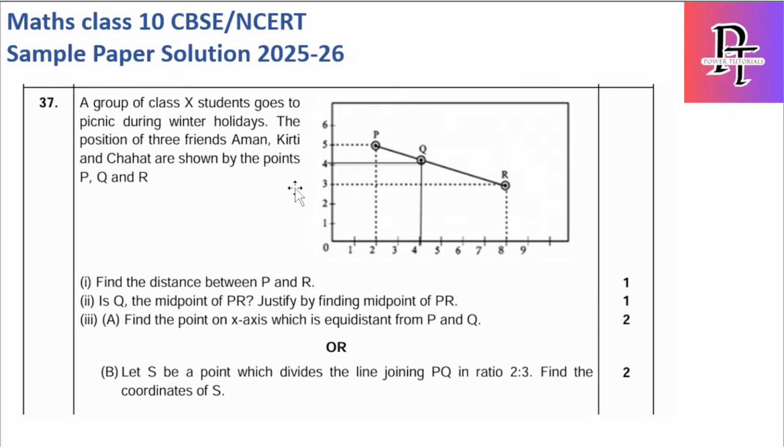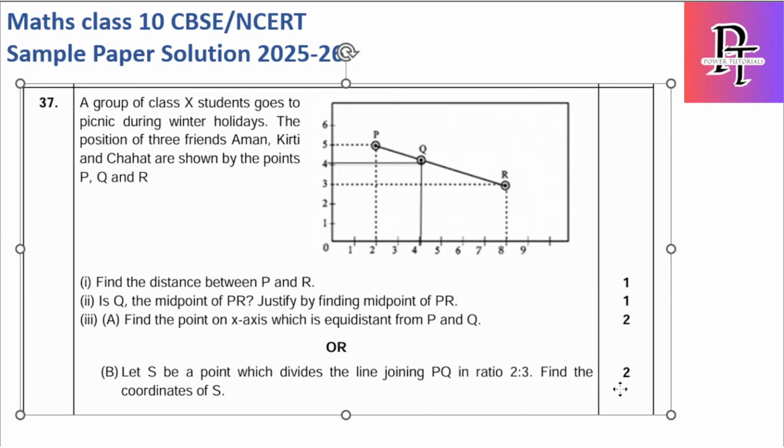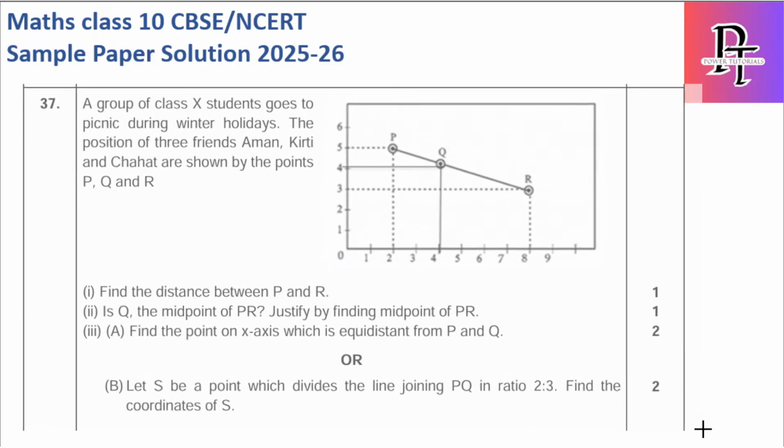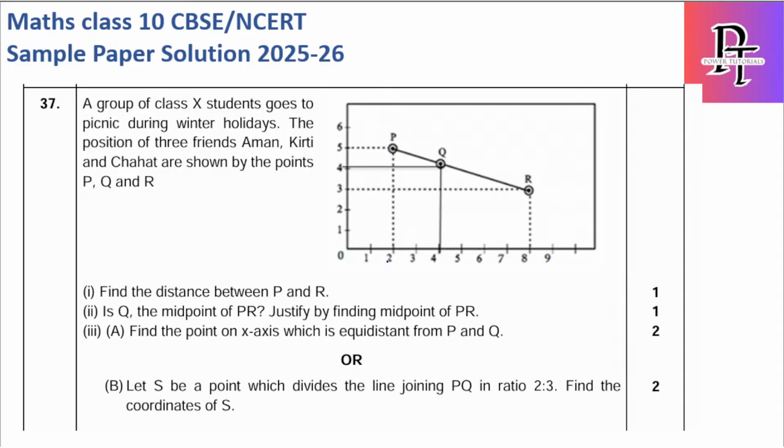I'll just zoom out a little for you guys. The point is always x comma y. So what is P's x coordinate? If you notice, P's x coordinate is 2 and P's y coordinate is 5. So the P point is 2 comma 5. Same way, let's find the Q point. Q's x is 4 and y is 4, so the Q point is 4 comma 4. For R, x coordinate is 8 and y coordinate is 3, so the point is 8 comma 3. 2 comma 5, 4 comma 4 and 8 comma 3.